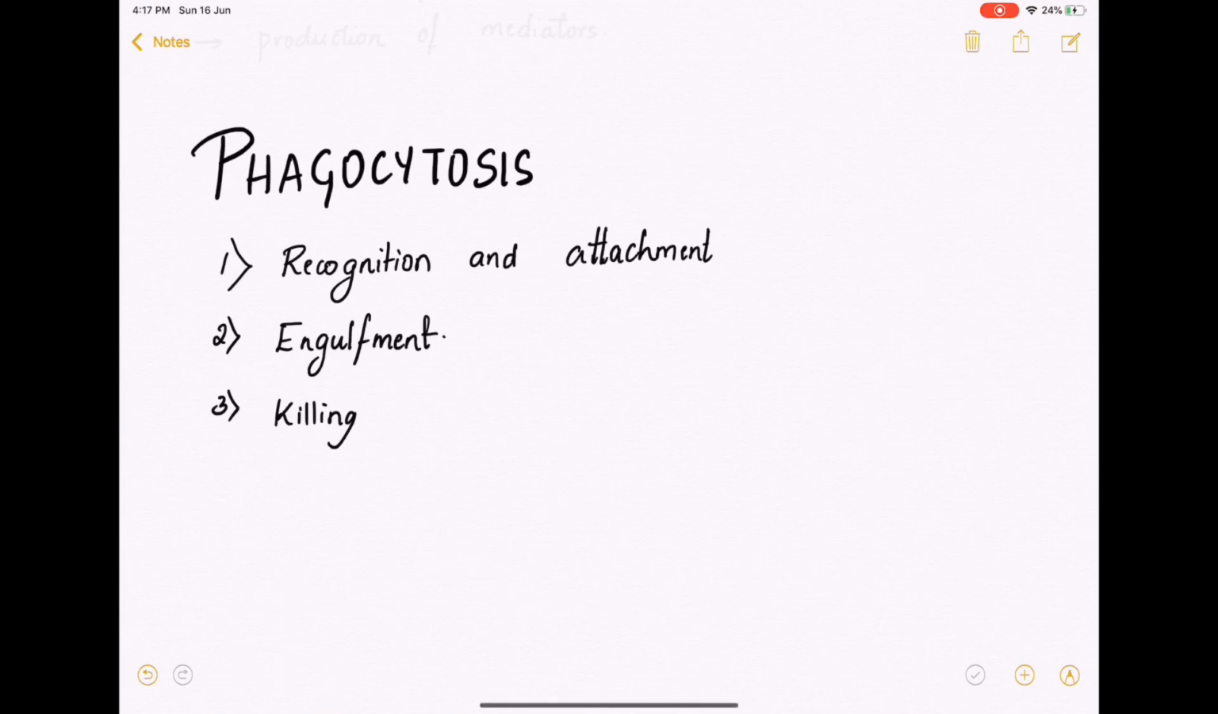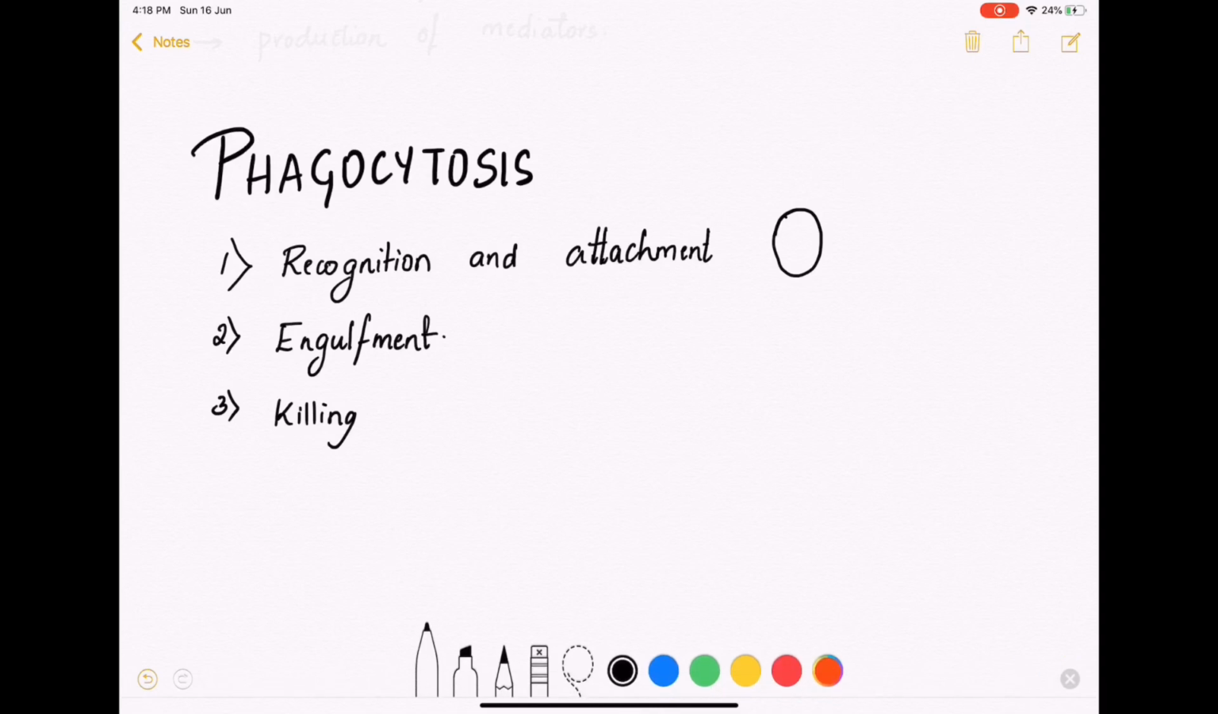In phagocytosis, the first thing we're going to look at is recognition and attachment to the microbial antigen. Now let's say this is a phagocytic cell and we have a microbe. This microbe has some antigens on it, right? So let's make a receptor for this. So this is mainly mediated by specific receptors for the antigens. So this will help in recognizing and attaching to the microbe.